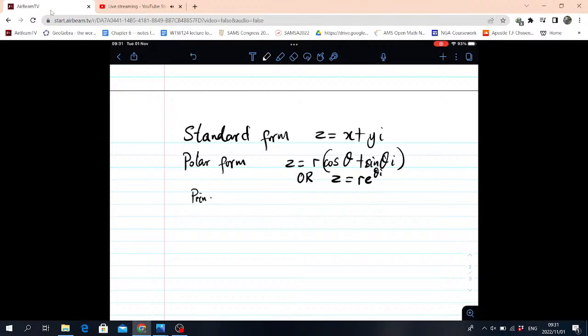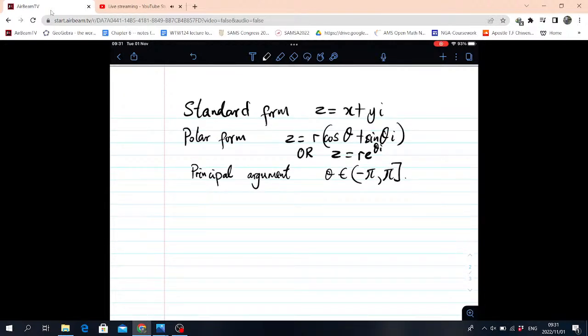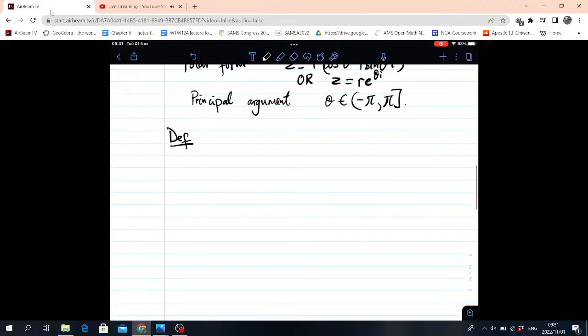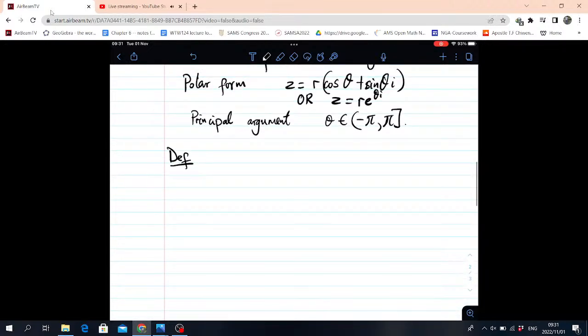Right, and remember that our principal argument is between minus pi and pi, like that. All right, and then we said, what is a root of a complex number? Nth root. So let z be a complex number.